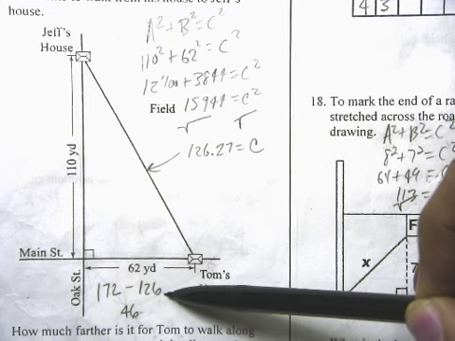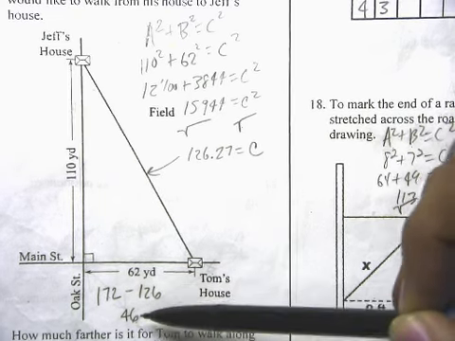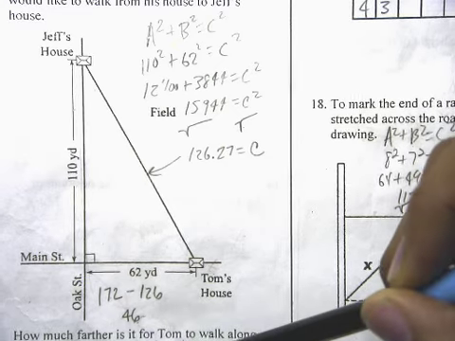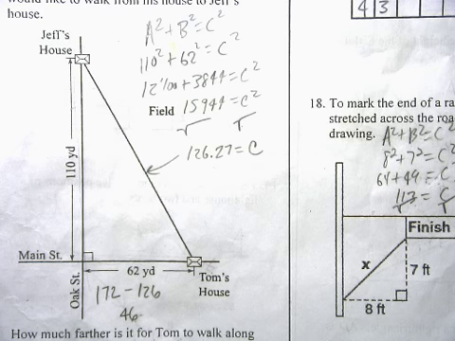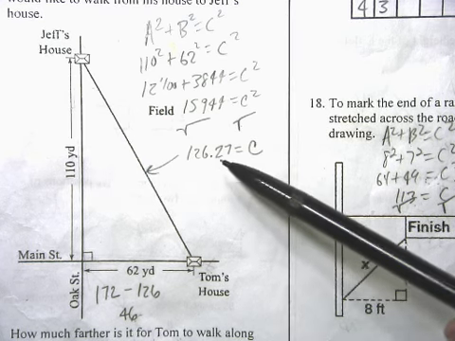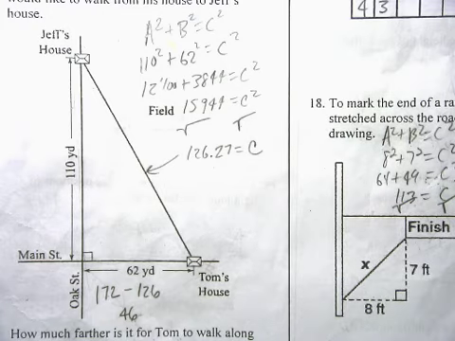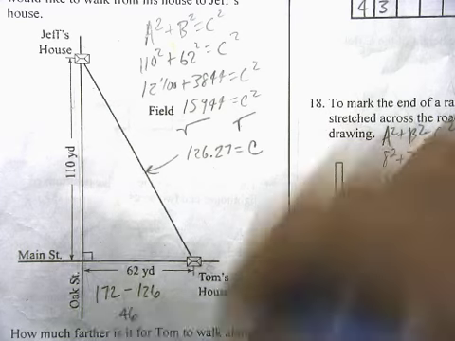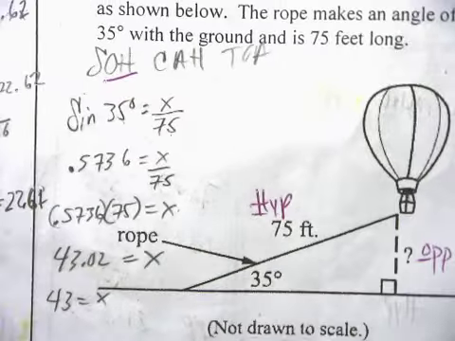The question was asking you how much further is it going along the street than going through the field. Well, going through the street, it's 172. Going through the field, it's 126.27. When I subtract them, I get 46 point something, and it asks me to round to the nearest yard, which is just rounded to 46. Okay, and that's what my answer is, 46. If you put 126 as an answer, you know what you're doing, but you didn't answer the question. Okay, you gotta answer the question. They're asking you how much further is it going along the street.